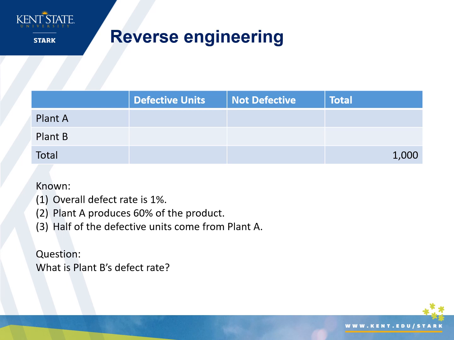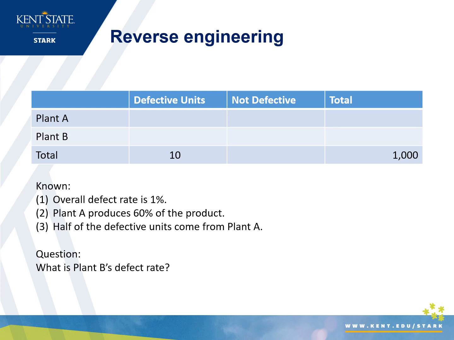I started by just assuming that we're looking at a hypothetical 1,000 units, so I have 1,000 in the grand total that we find in the bottom right of the contingency table. First, the overall defect rate is 1%. So let's go ahead and fill that in. We know that 1% of 1,000 is 10. So of these 1,000 units, 10 total should be defective. So we'll fill that in at the bottom of the defective units column. So there's our total.